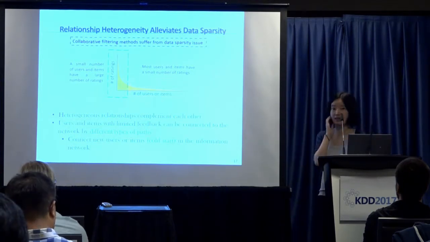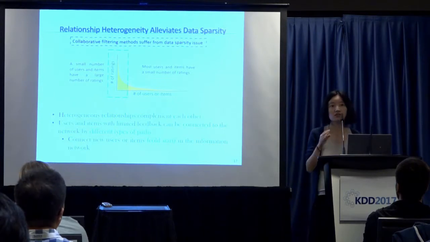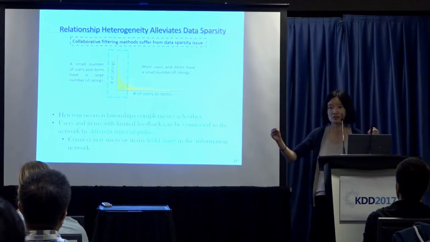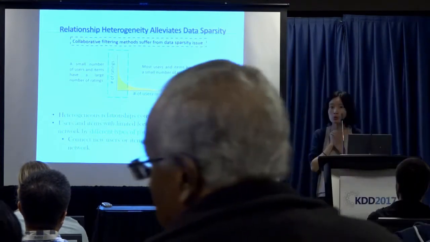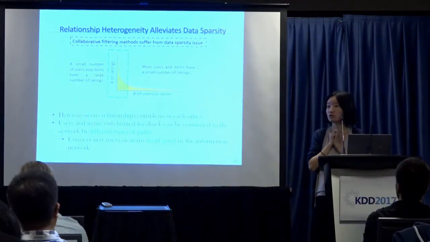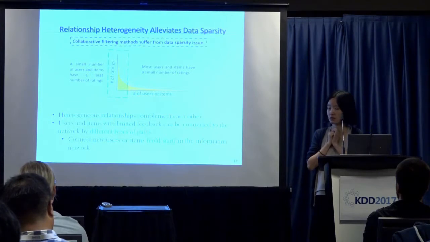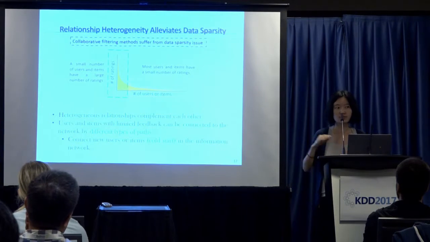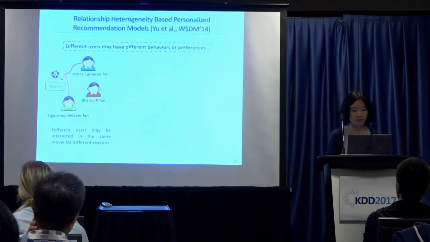And the second thing is that because the users and items can connect through different connections, somehow we can propose personalized models to do the recommendation. So far, just accept that there are two advantages. How can we do that? Let's move on.